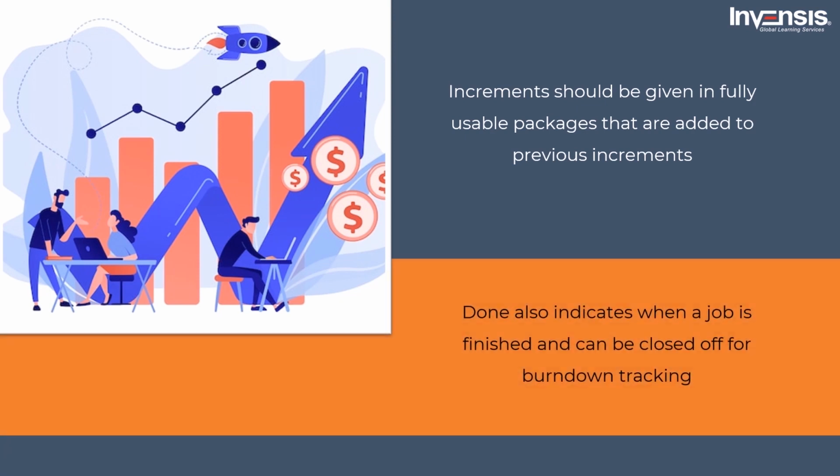Done also indicates when a job is finished and can be closed off for burndown tracking. Ideally, the project should be completed after each iteration. However, this is not always the case. Things come up that need to be handled, causing the project to pivot in order to adapt rapidly to those changes. As a result, releasing after every sprint is not recommended. However, in order to track the project's progress, each feature must be finished within the sprint.